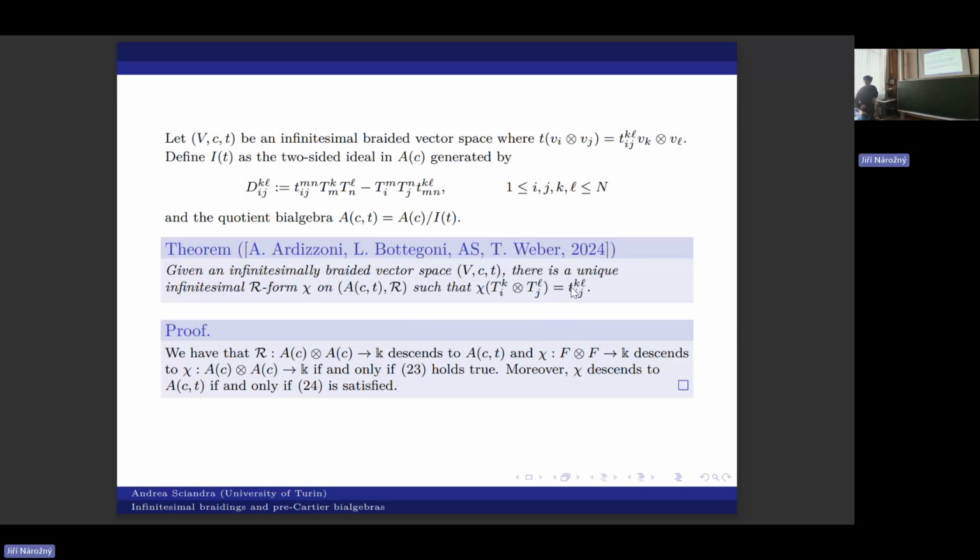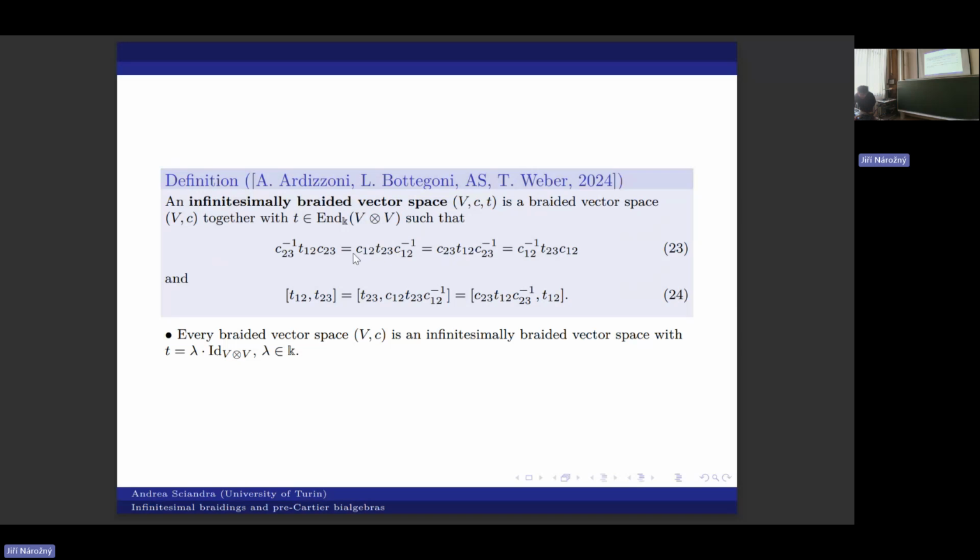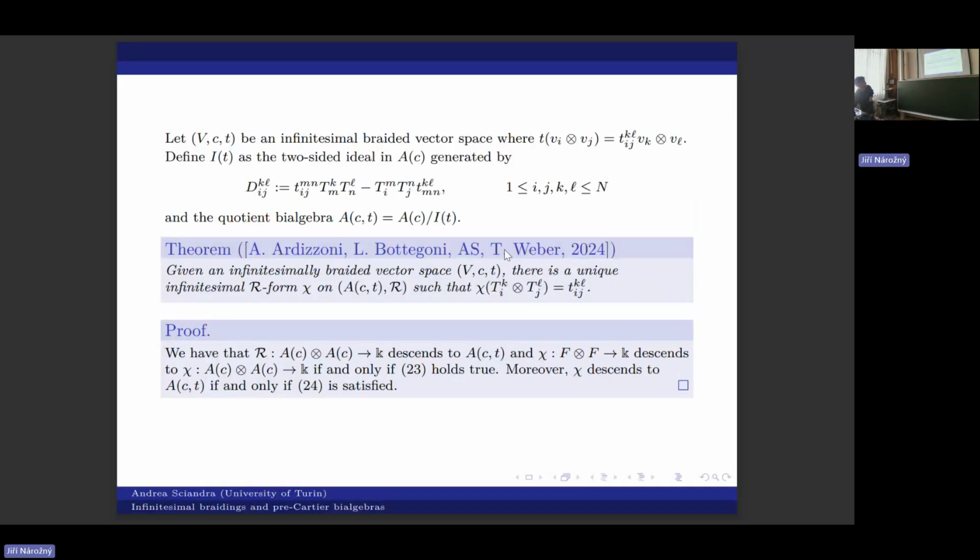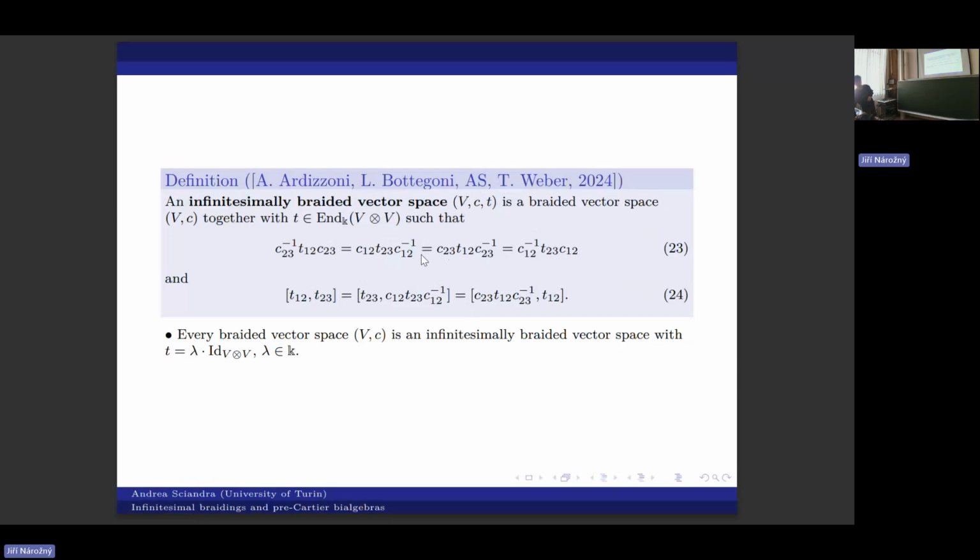And just to clarify where the notions from before are needed. If we start with the AC, we know that this is a quasi-triangular bialgebra. So we have an R. This R now descends to the new quotient if and only if the first equality and the last equality hold. So R passes to the new quotient if and only if the first and the last one hold. Moreover, our chi, which is defined on generators, so on the free algebra, descends to the first quotient if and only if the equality in the middle holds.